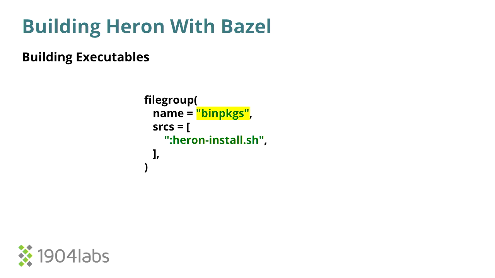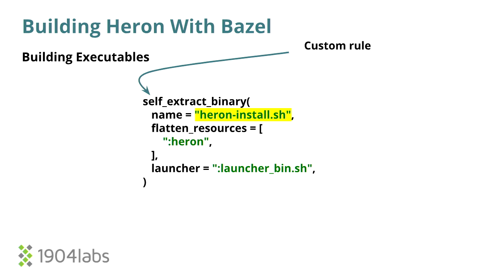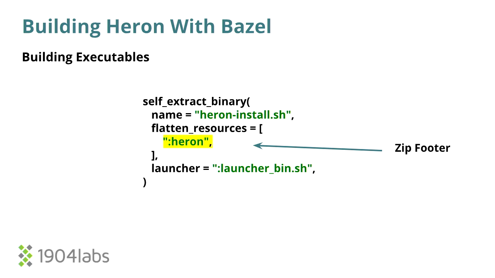So our bin packages target is just a file group that references this Heron install script, which is output from this custom rule. And I'll come back to an implementation of this, but for right now, we have a couple attributes. We have the name, which will be the output file, flatten resources, which takes a package tar, which will basically pull the files out and put them in an expected directory structure. And then we have the launcher script, which actually does all the work, which moves stuff around, installs stuff, checks Java, checks Python, and so forth. So I'm going to kind of branch off and come back to this, but I'm going to step down to the package tar path for now.